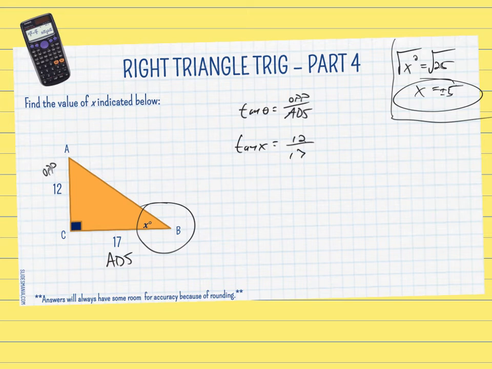All of a sudden, I can't cross multiply and solve here because there is nothing really for me to actually go through and solve for. 17 times, I can't divide by much. So what I have here is this ratio of 12 over 17.